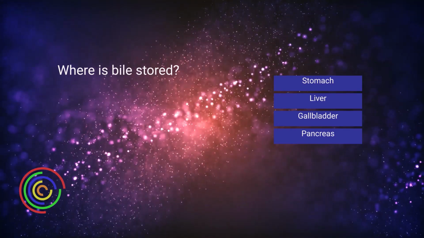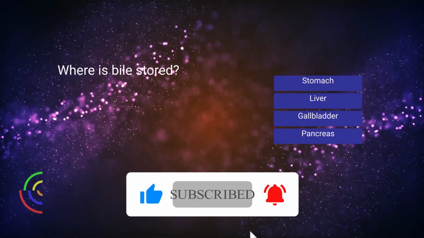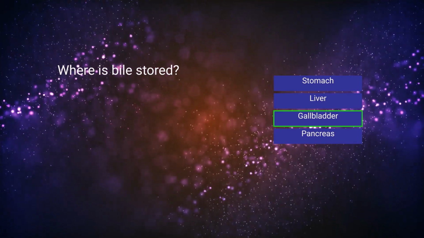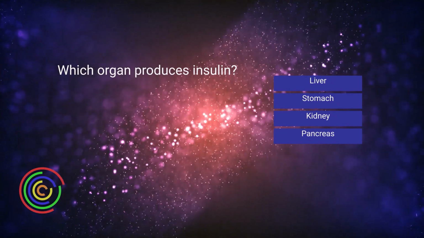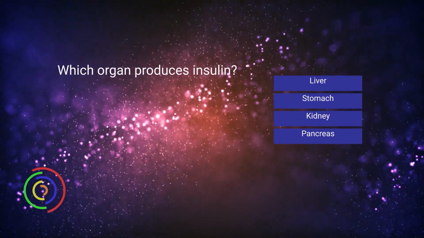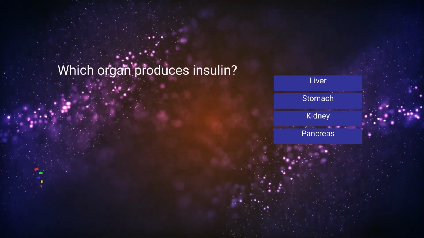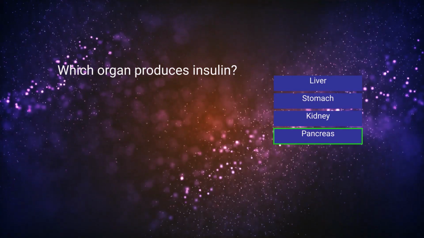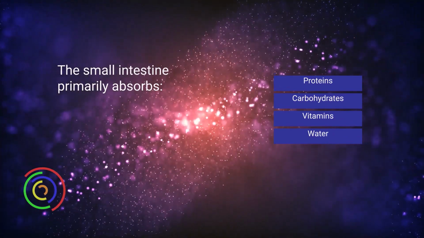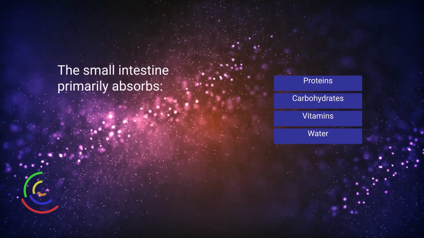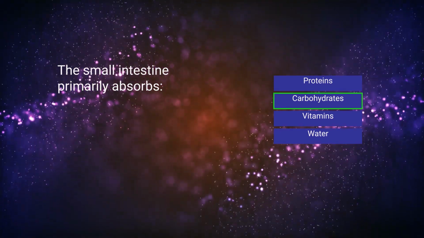Where is bile stored? Gallbladder. Which organ produces insulin? Pancreas. The small intestine primarily absorbs carbohydrates.